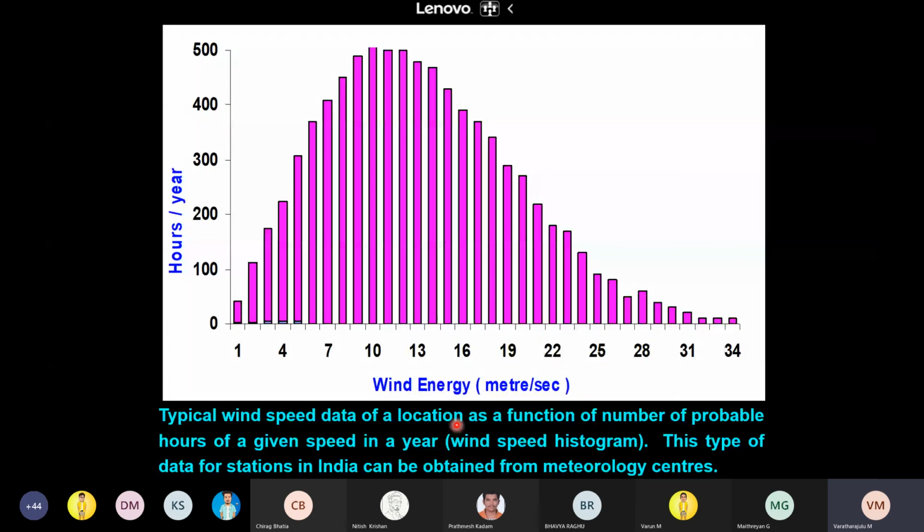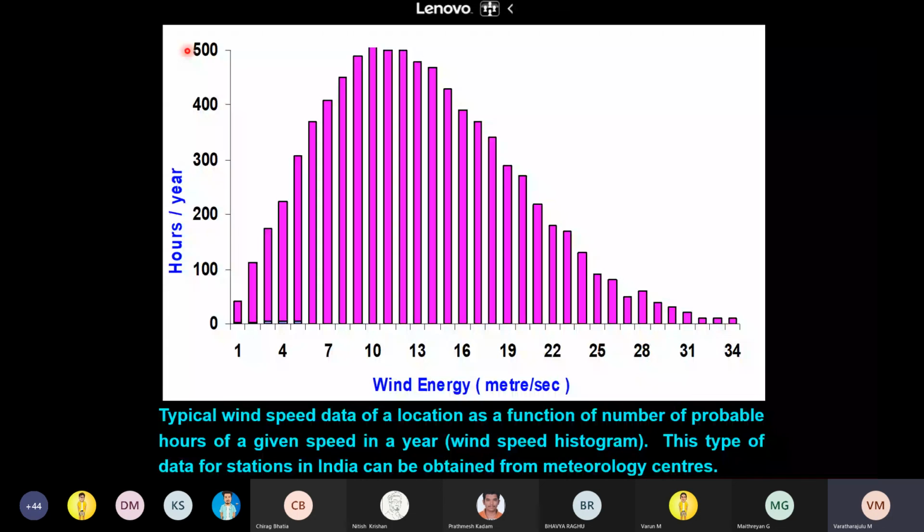And at the 10th hour, it was the peak. That is, it would be around 500 hours at 10 meters per second.